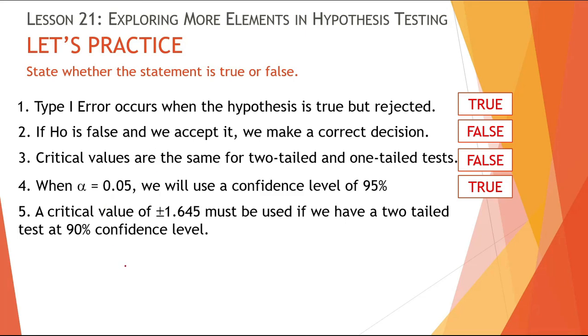Okay ba? Ayan. Very good. Na-recall. Next. A critical value of positive negative 1.645 must be used if we have a two-tailed test at 90% confidence. Is it true or false? It is false. Bakit? Ano ba dapat ang critical value na ginagamit natin kapag two-tailed test at 90% confidence level? Very good. That is positive negative 1.28. Ayan. Very good. So, nakuha ba? Okay. Nakuha lahat. Very good.